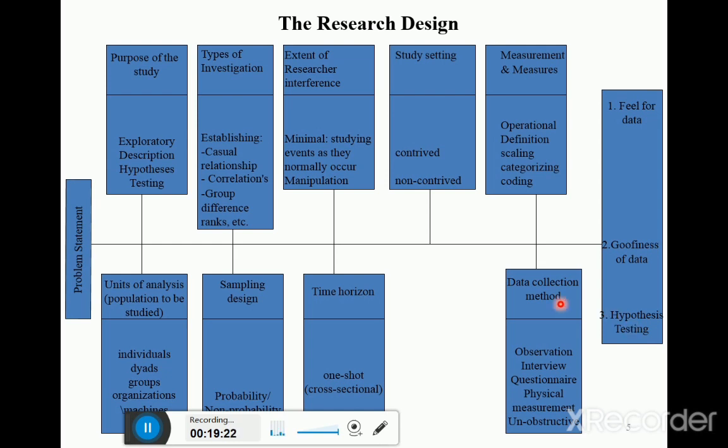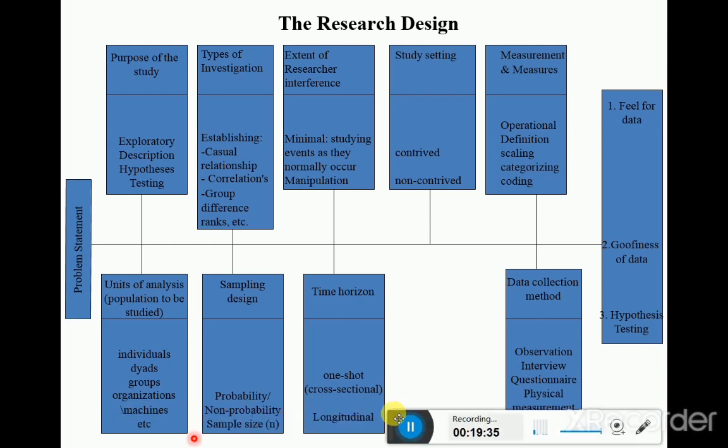Now we have simply the data collection method. We have time horizon, as I told you, one shot study, cross-sectional study. We have sampling design, probability and non-probability samples. We have unit of analysis, population to study. Explain them. That part of the sampling design was just explained. What is sampling design?